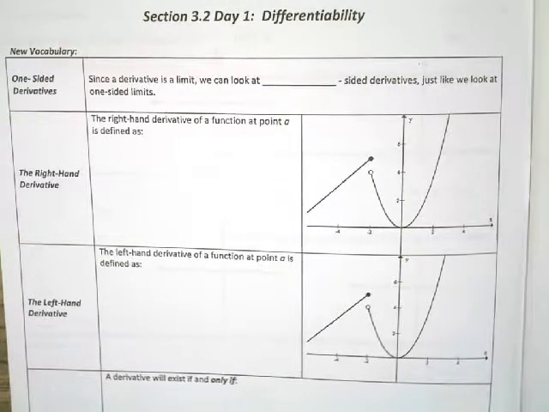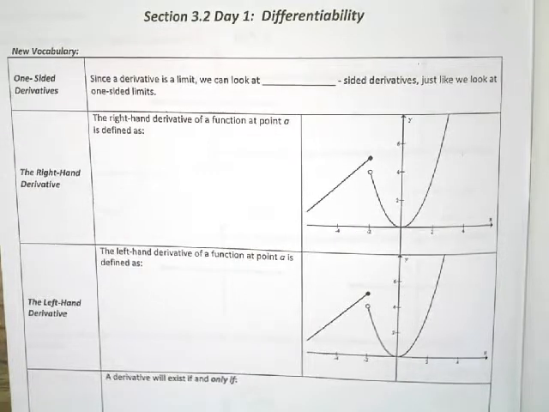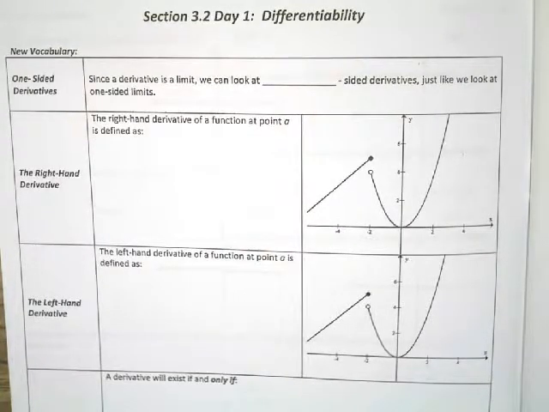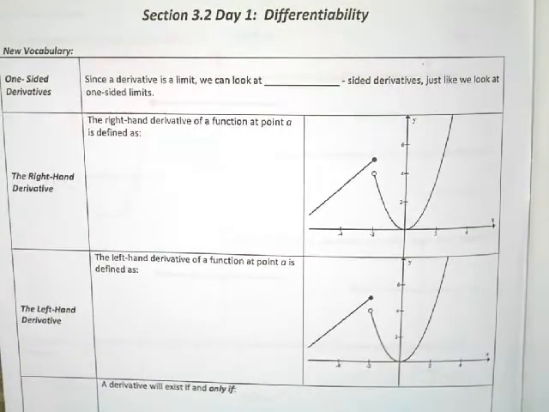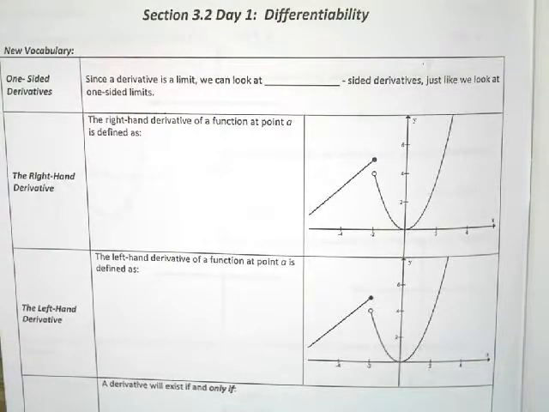Hi everyone. Today we're going to be looking at the concept of differentiability, which is just a way of talking about whether a function has a derivative at a given point. So if I can take the derivative at a given point, I say a function is differentiable at that point. If it doesn't have a derivative, we say it's not differentiable. So we're going to look today at how we figure out whether a function is differentiable at a point. The first thing we're going to talk about is one-sided derivatives.